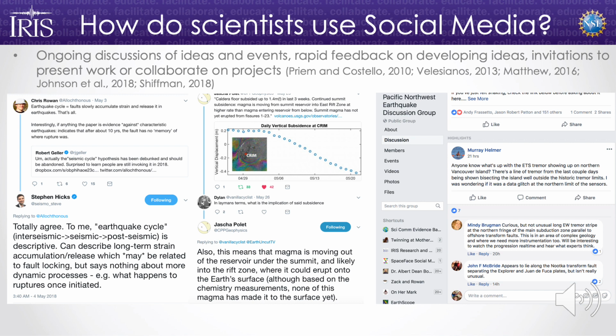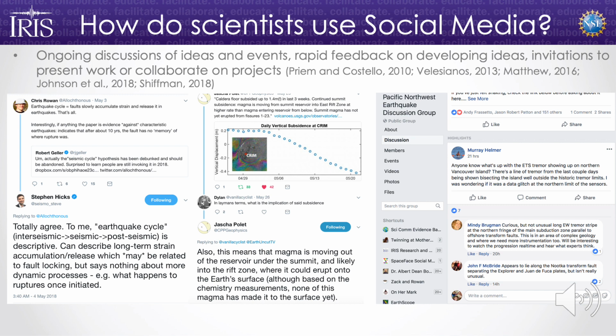I just did a talk the other day. Someone found me through Twitter, which is amazing. So I have a few examples here on the bottom. For instance, here's 2 seismologists that are talking about a new paper that came out about the earthquake cycle. In the center here, there's a professor talking about subsidence in the Kilauea caldera. And then a member of the interested public asks a question, and then she answers them.